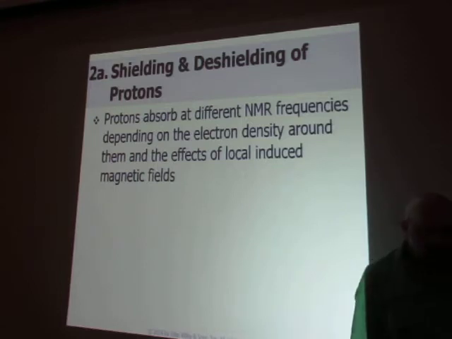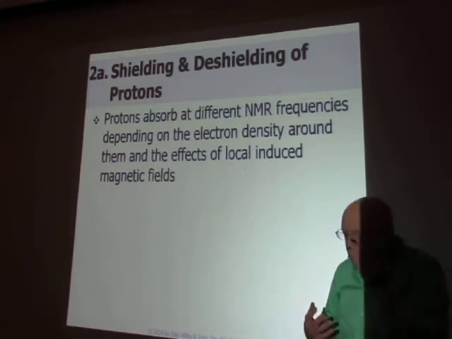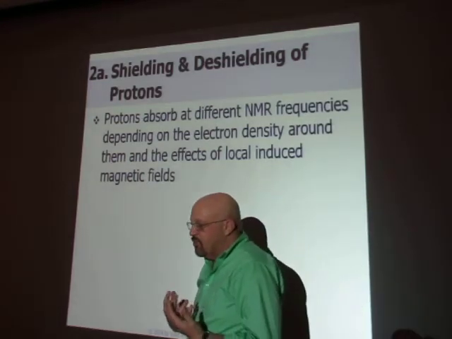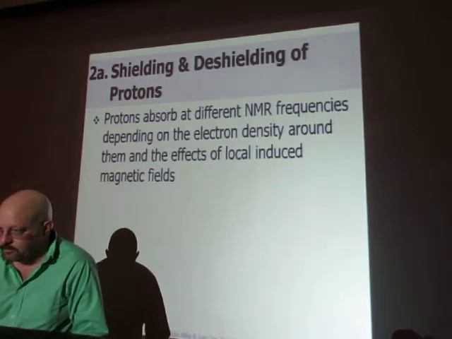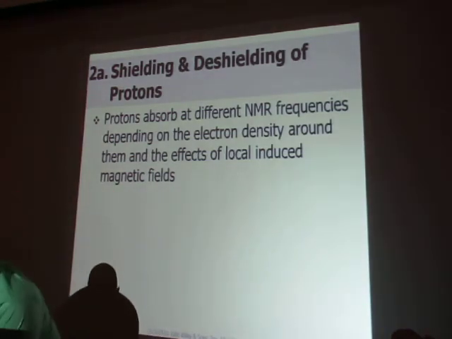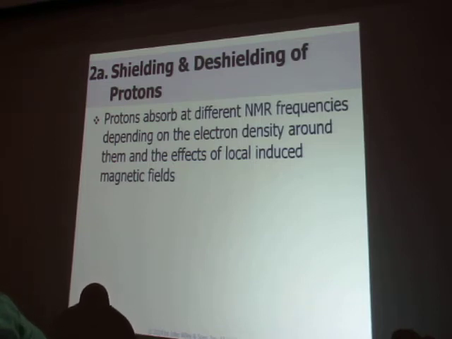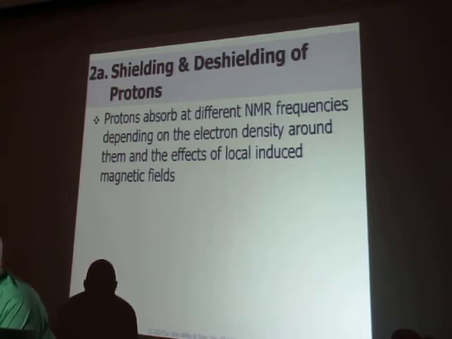Now, protons can either be shielded or de-shielded. Shielded, what we're talking about, is being shielded from feeling the full effects of the magnet. That's what shielding is. It doesn't feel the full effect of the magnet. There's certain things that will shield a proton. Other things will de-shield a proton.